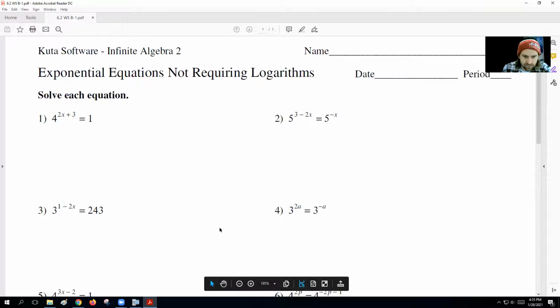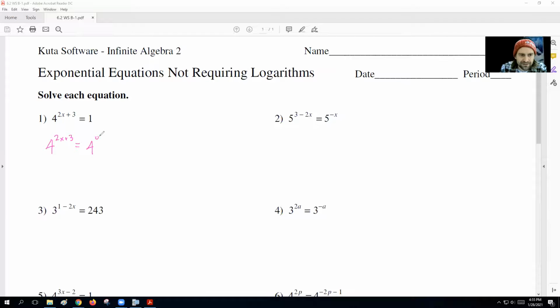All right, so what we want to do first here is to get a common base. Well, this base is 4 to the 2x plus 3 power. Now, how do we turn 1? That is 4 to the 0 power. Anything to the 0 power is 1. So we'll just take 4 to the 0 power. That's 1. Common bases are there, so we cancel out. So we get 2x plus 3 equals 0.